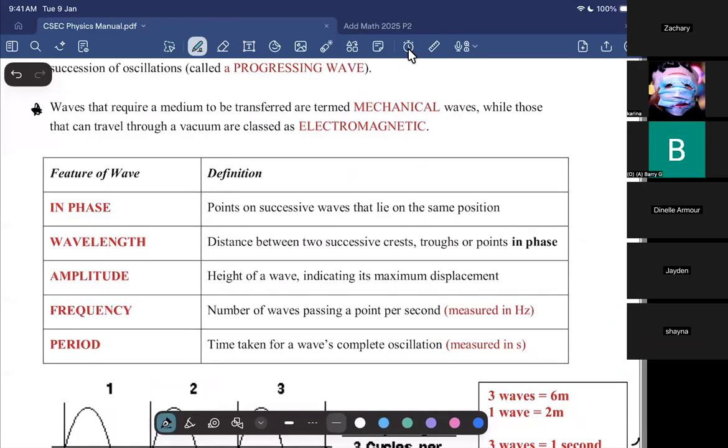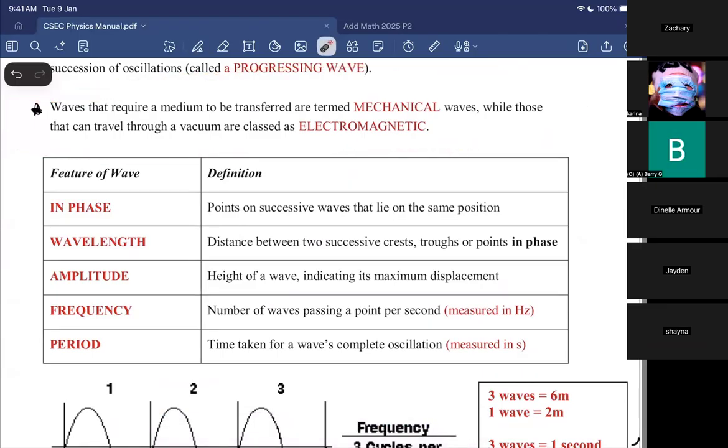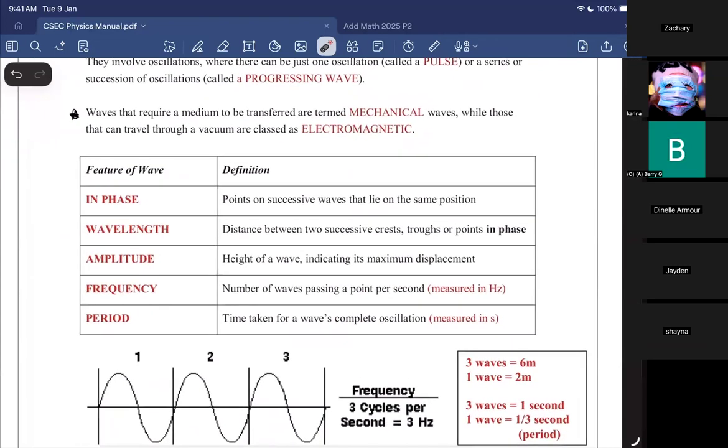Right. So we need to look at features of a wave. Jadon, let me know if you're there. Yes, sir. Okay, great. Do you all need some time to copy this part down? Yes, sir. Okay, take some time.